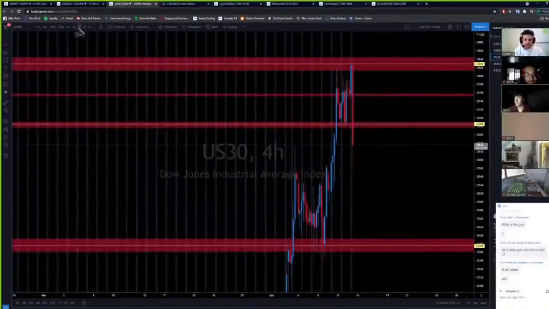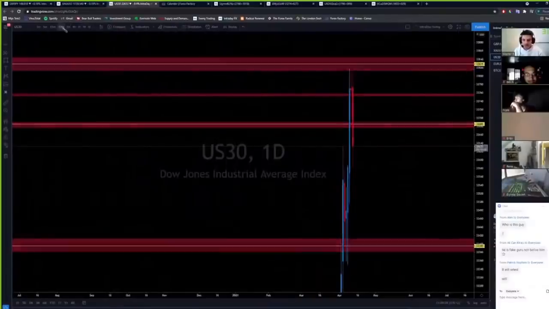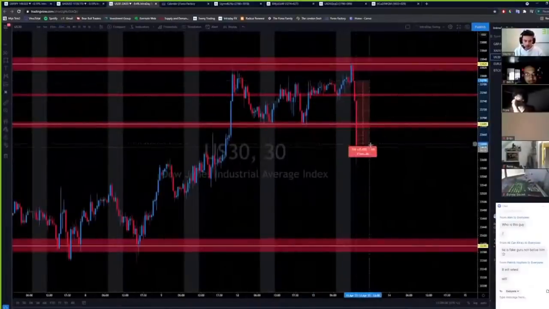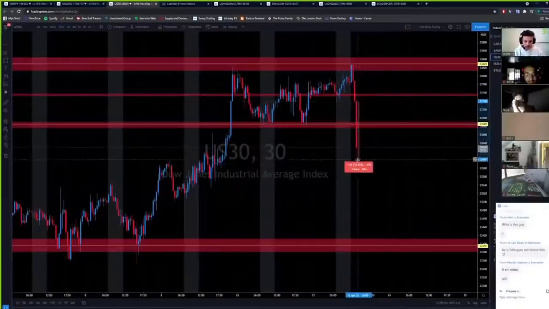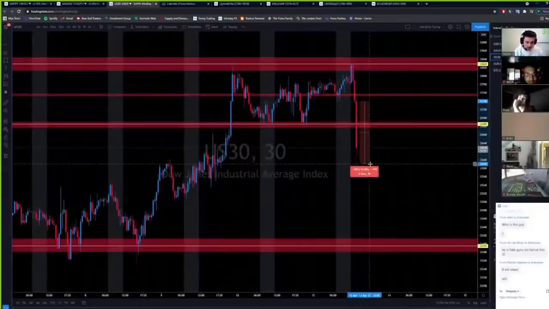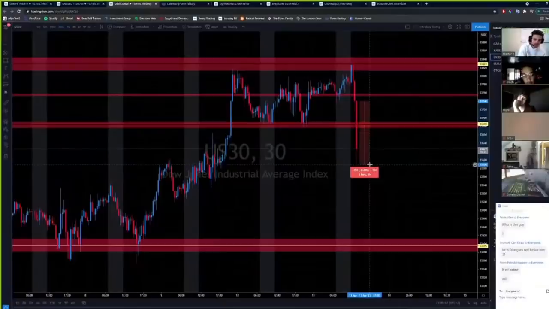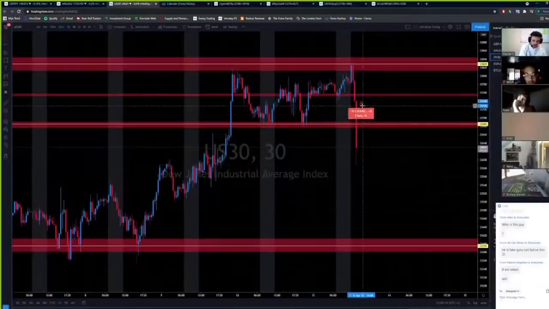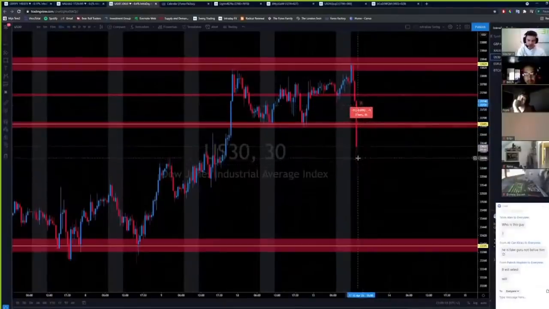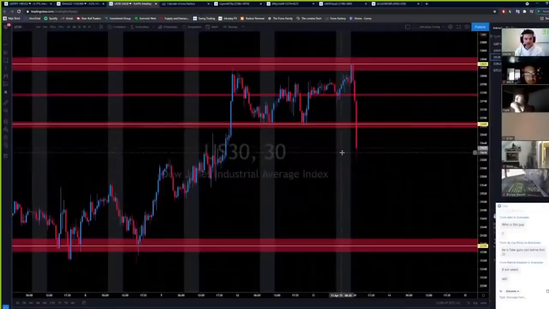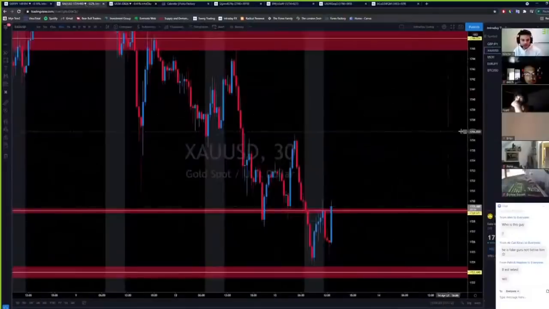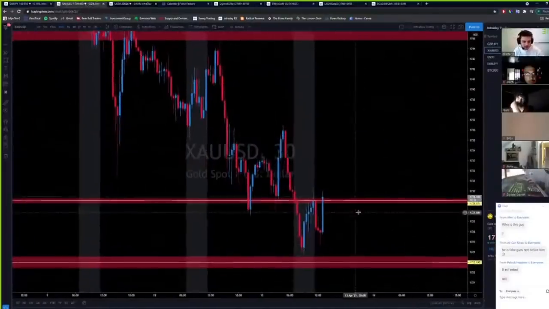But that drop looked big too. That's why I was just like, oh yeah, from over here, that's a $150 drop. I don't know what the pip value of US 30 is, no idea. Must be pretty high. I think it must be the same as gold, because gold is also calculated in dollars and not pips.